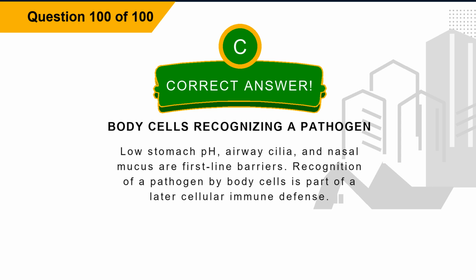Explanation: low stomach pH, airway cilia, and nasal mucus are first-line barriers. Recognition of a pathogen by body cells is part of a later cellular immune defense.